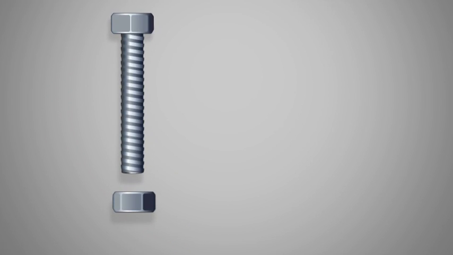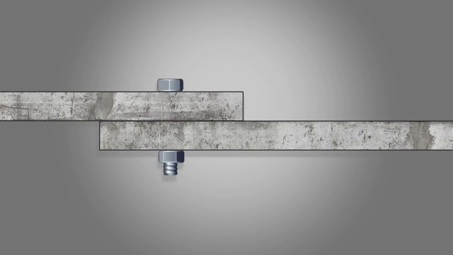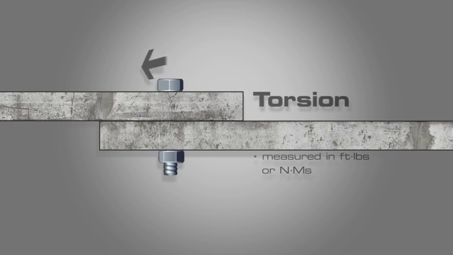There are several forces that act upon a bolt while it is being used. These include torsion, shear, and tensile forces. Torsion is the twisting of a bolt due to an applied torque and is measured in foot-pounds and newton-meters, or Nm.